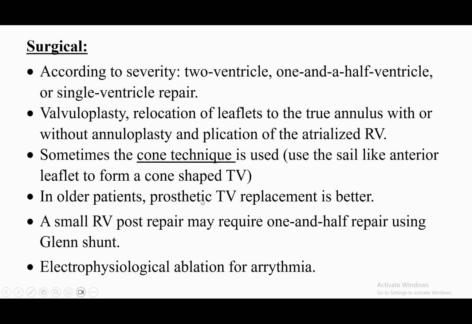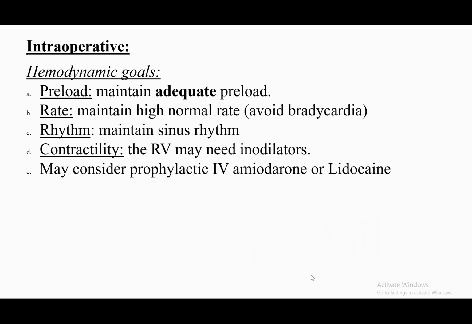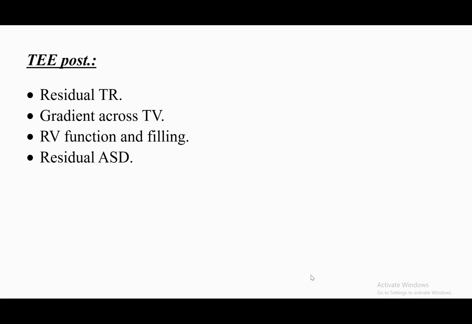In older patients, a prosthetic tricuspid valve replacement is better. In small RV, post repair may require 1.5 repair using a Glenn shunt. Electrophysiological ablation for arrhythmias. Intraoperative, maintain adequate preload, maintain high normal rate, avoid bradycardia, maintain sinus rhythm. The RV may need inodilators, may consider prophylactic IV amiodarone or lidocaine. TEE post: residual tricuspid regurg, gradient across the tricuspid valve, RV function and filling, residual ASD.